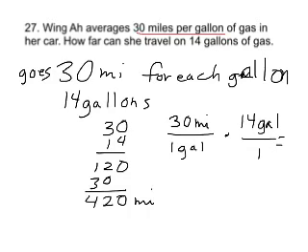Well, what do you have left? You see that this gallons part cancels out. You've got gallons in the denominator and gallons in the numerator. They cancel out. So all you have left is miles. So the answer, 420, has to be miles.